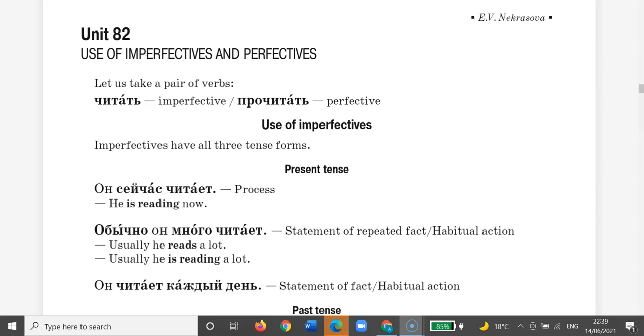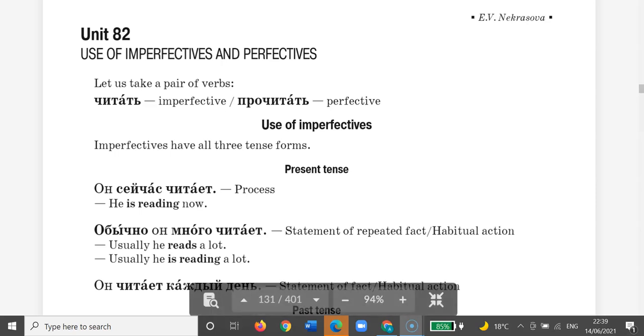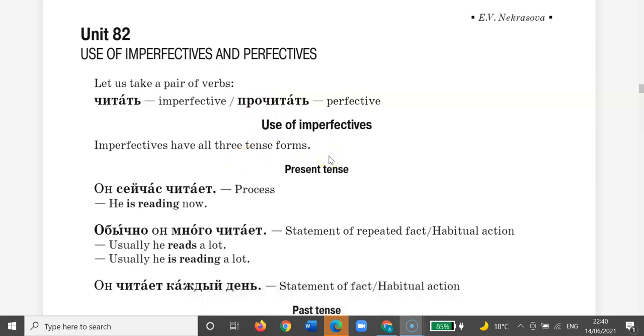Today we're going to look at the usage of imperfective and perfective aspect of the verb in Russian. As you can see here, we have the verb читать, which is an imperfective verb, and прочитать, perfective. Usually a perfective verb will have a prefix in front of it. The stem will remain the same, like the verb читать, to read, and прочитать would be perfective. Each verb has its own prefix, so you will need to remember them in pairs.